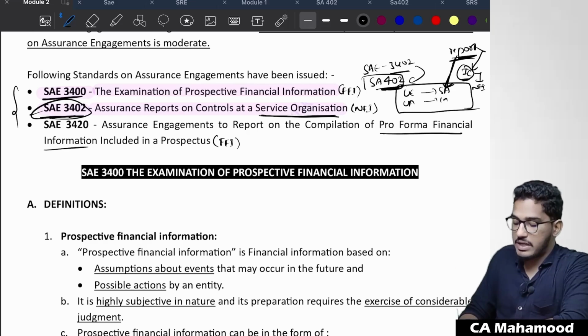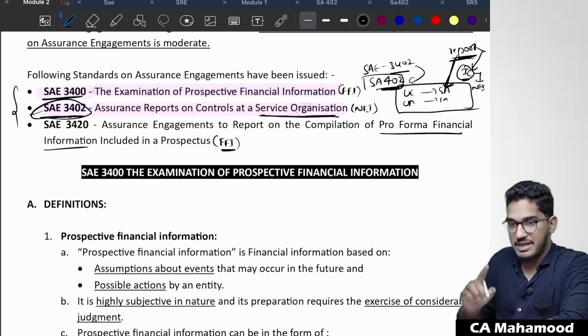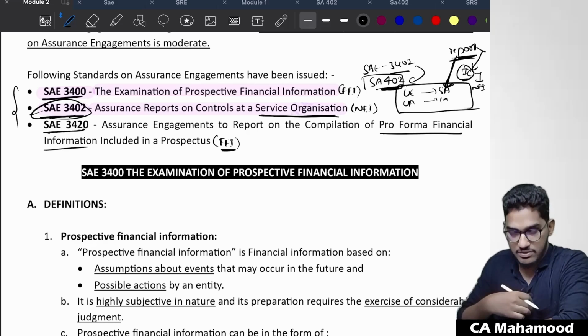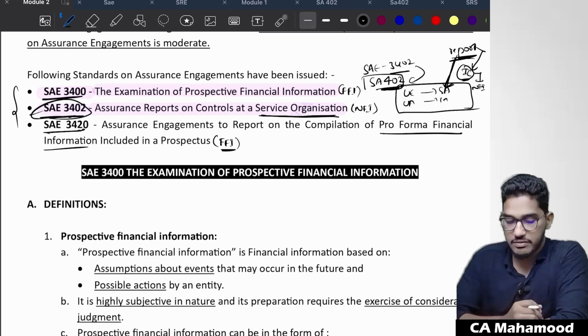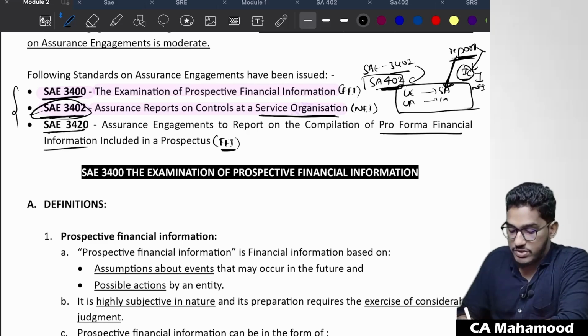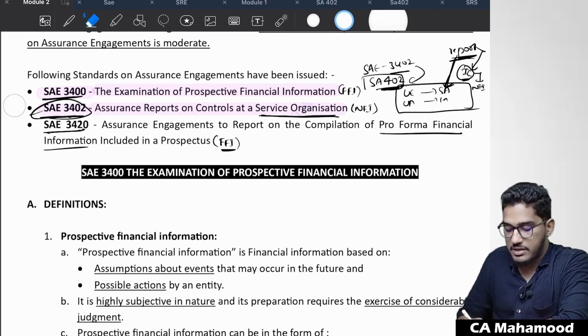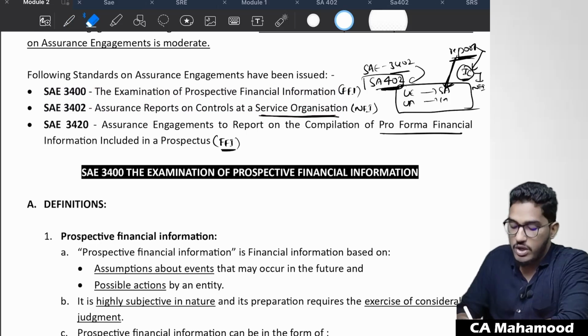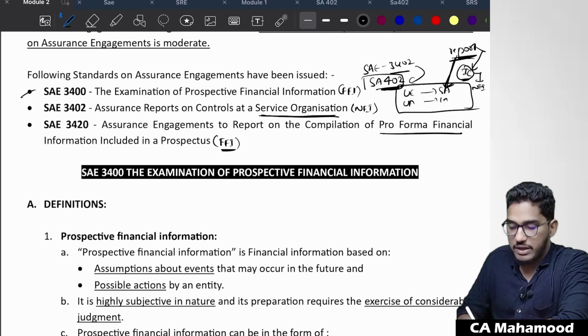So since it is future financial information, this also will fall under that SAE category, and regarding that, SAE 3420 will give the guidance. Regarding that, which standard will give you the guidance? SAE 3420 is going to give you the guidance. So like this, under the SAE series, we have 3 standards which are required to be covered: SAE 3400, 3402, and 3420. So we'll try to pick up each standard now, and we'll try to understand in a detailed manner.